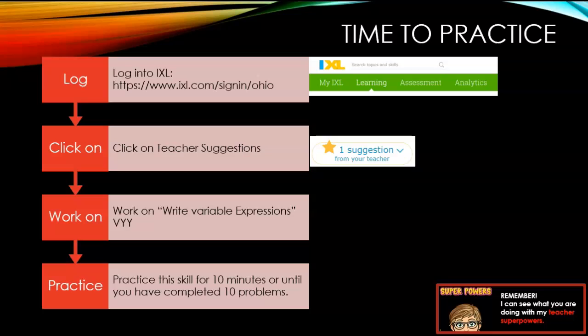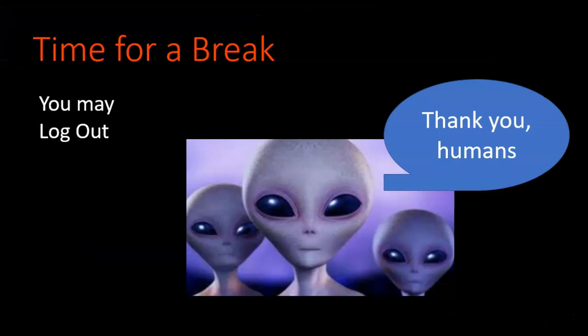So, after all of that, you still have an IXL assignment to do. It is called Write Variable Expressions, and the quick code is VYY. So work on that for 10 minutes or 10 problems. Do your very best. And you know what? Once you get that done, it's time for a break.